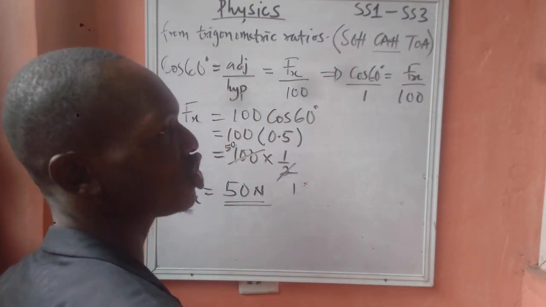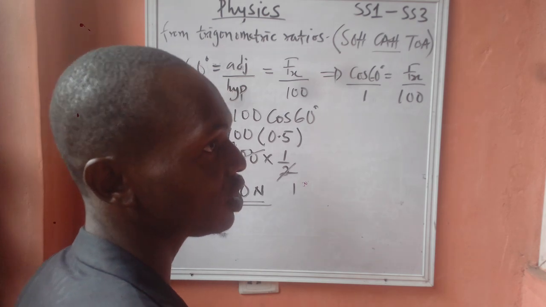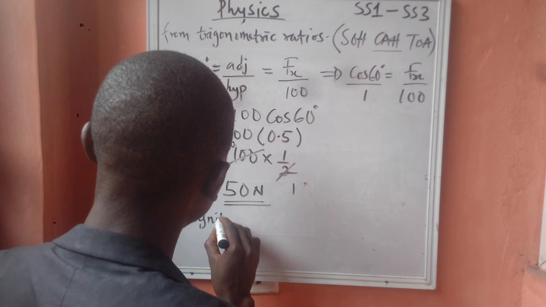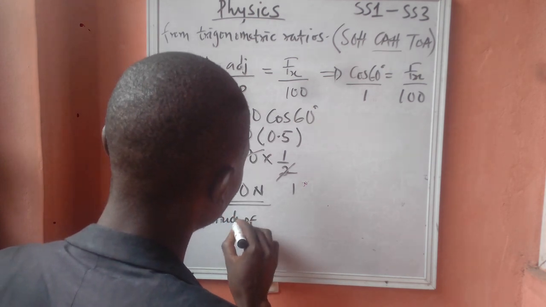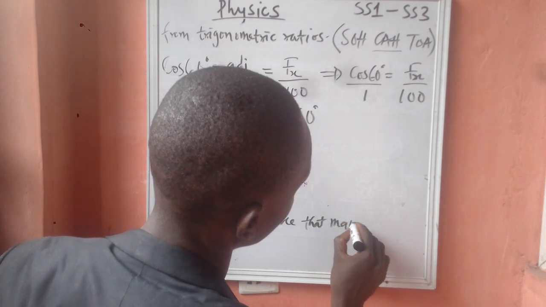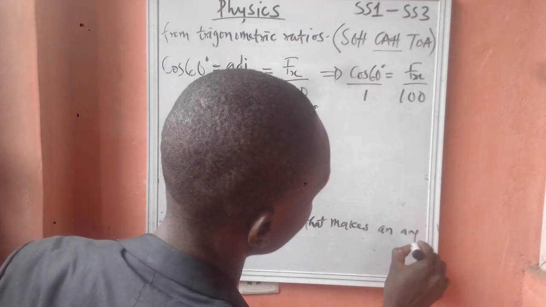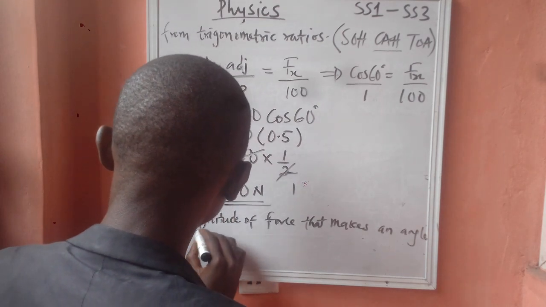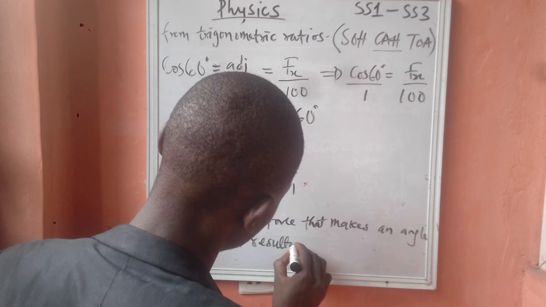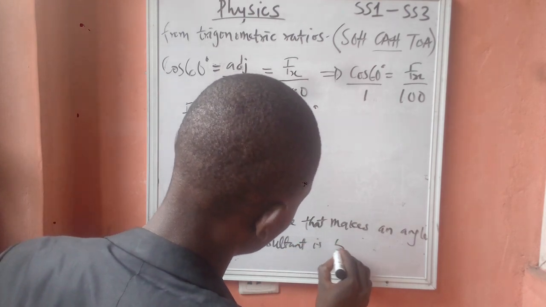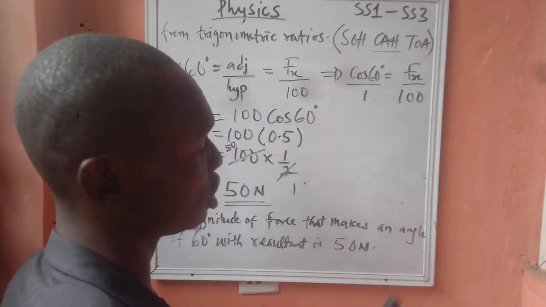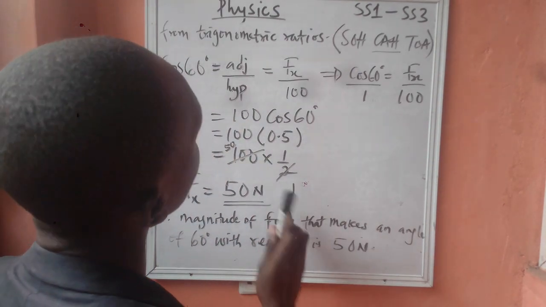So the magnitude of the force that makes an angle of 60 degrees with the resultant is 50 Newton. That is it. The magnitude of the force is 50 Newton.